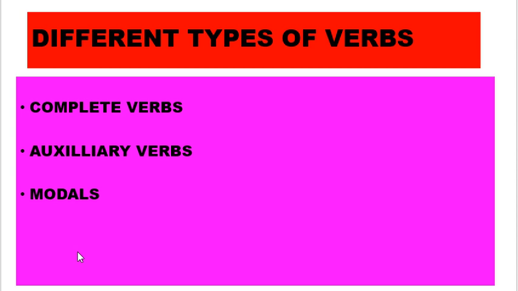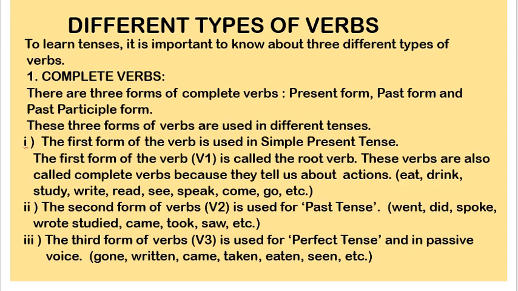Let's begin with the first type of verb, that is complete verbs. In complete verbs, we have three different forms: present form of the verb, past form of the verb and past participle form of the verb. These three forms are used in different tenses. So unless you have in-depth knowledge about all the types of verbs, it's not possible to continue with tenses.